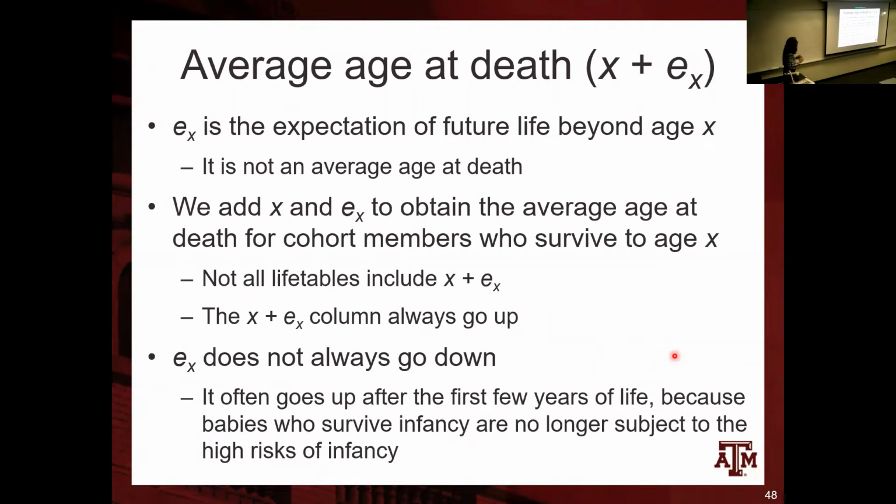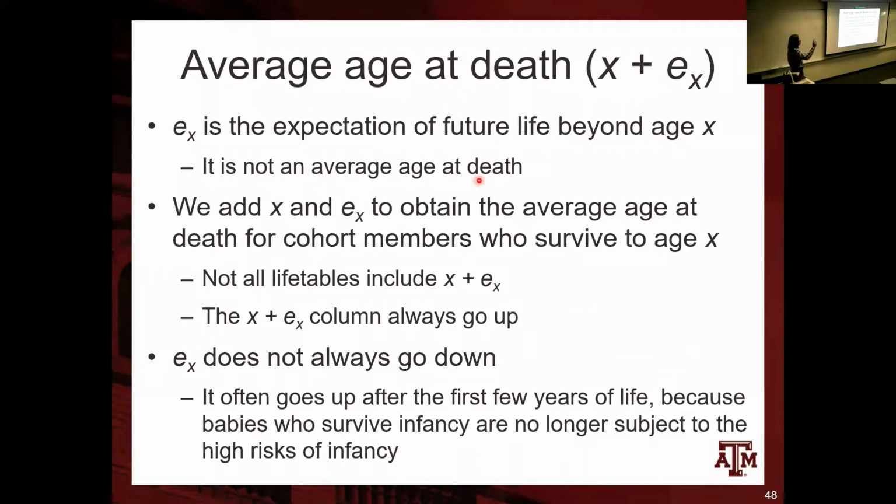One column that's not in the life table, but it's a good column to have, is called the average age at death. It's pretty much the remaining life expectancy, ex, added to the age x, the age at the beginning of that specific age group. So the ex is the expectation of future life beyond age x. It is not an average age at death.